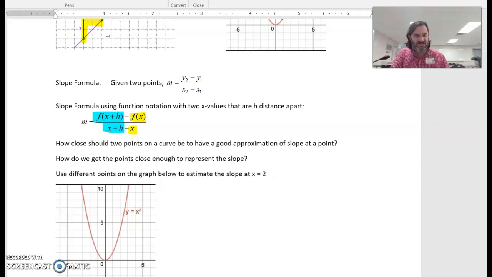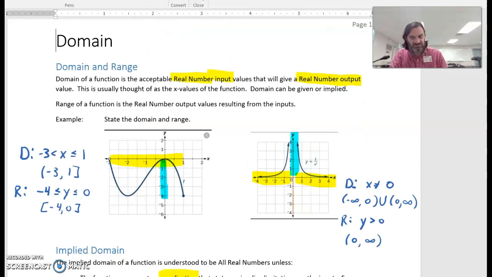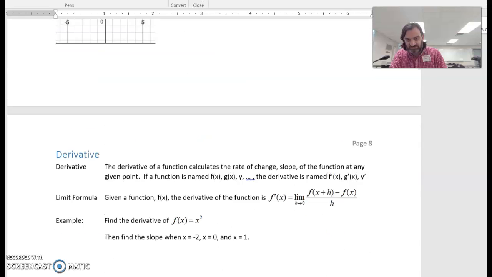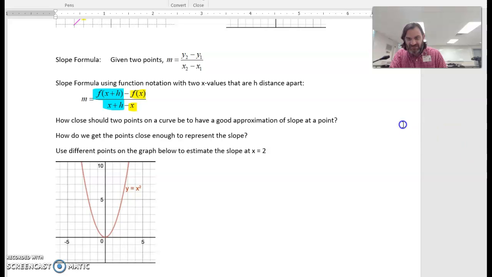So more or less, if I draw myself a little graph to show you what's going on here, we're going to have an x and y axis. We're going to pick a point, x, and it has a height of f of x. So that gives me a point. And then I would follow that curve to another point that would be h distance apart. So I come over here to x plus h. And when I plug that into the function, I get f of x plus h.